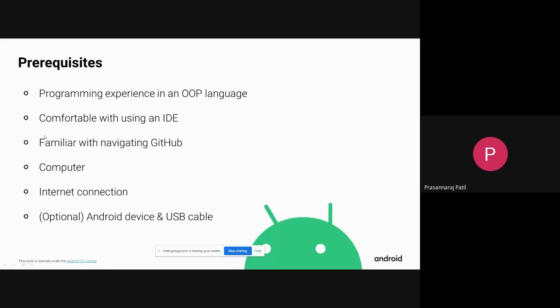And you should have Git on your laptop to clone the repositories from GitHub. So that's it. Then you should have an internet connection to attend this online session, and also an Android device and USB cable. That is optional, you can use an emulator, but I am also using an Android device and USB cable.